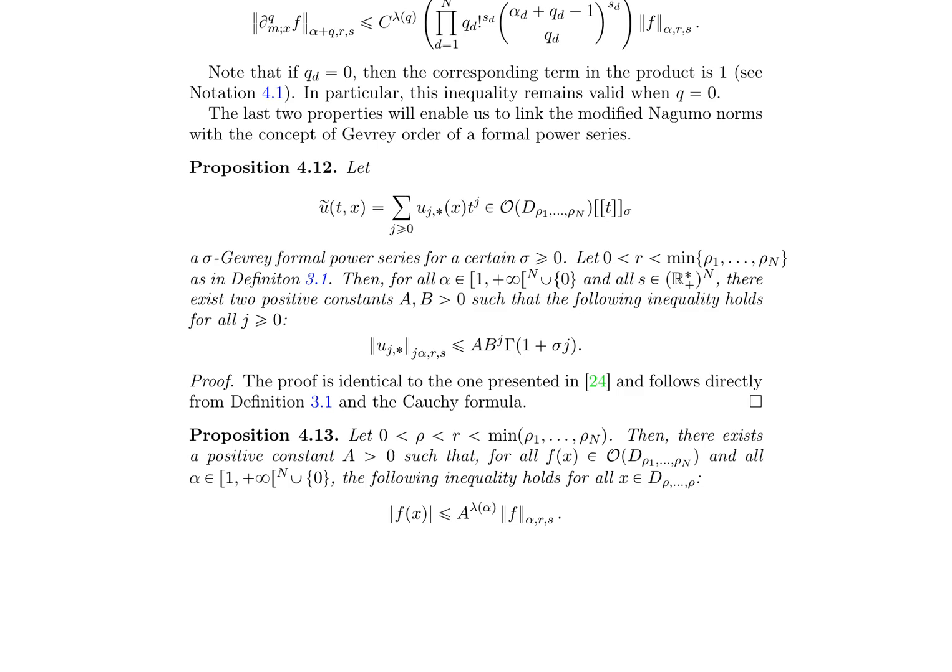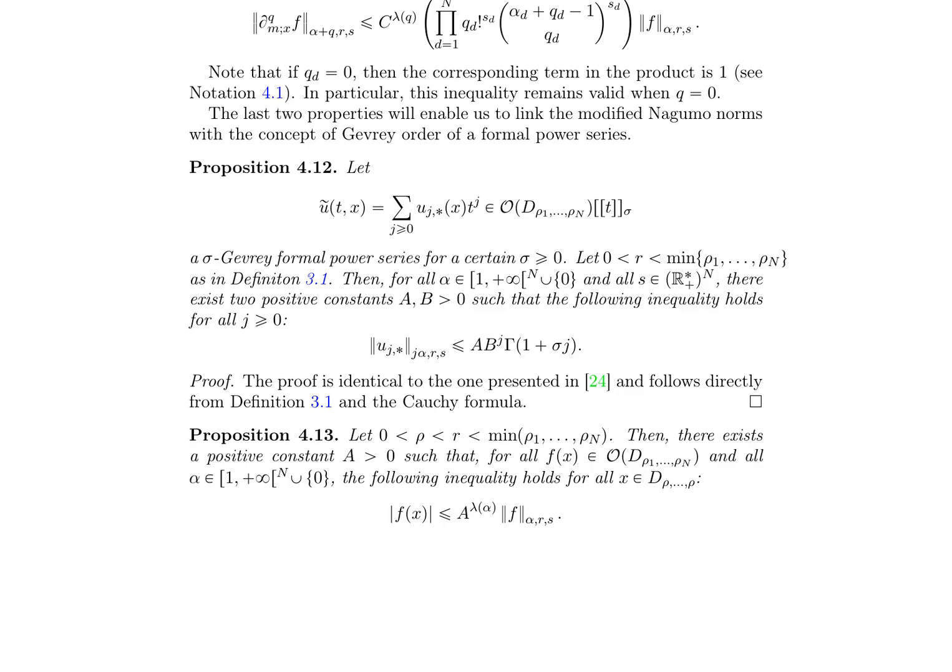Infinity, the inequality f(x) is less than or equal to A lambda alpha f alpha, r, s holds for all x in D_rho. This proposition provides a practical means of estimating the pointwise values of a function using its modified Nagumo norms.